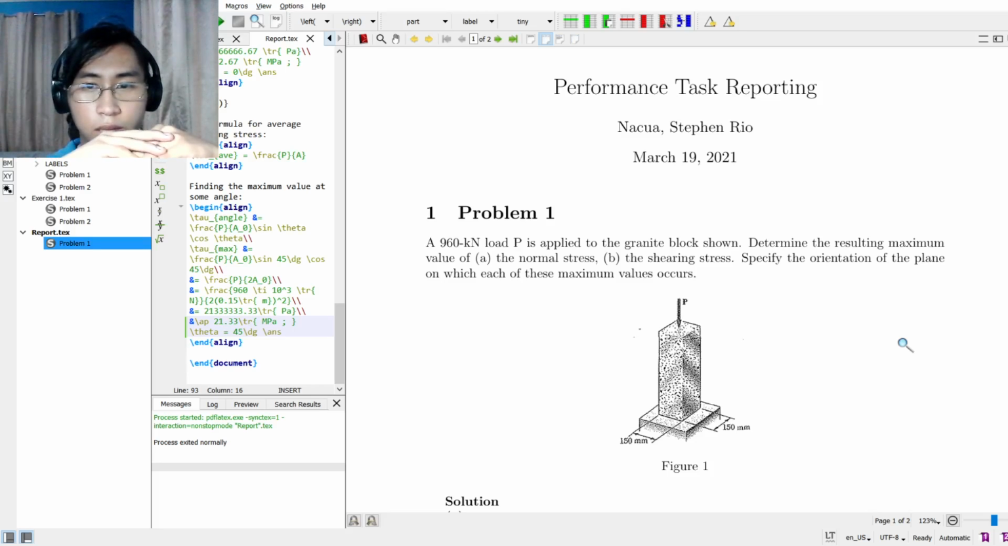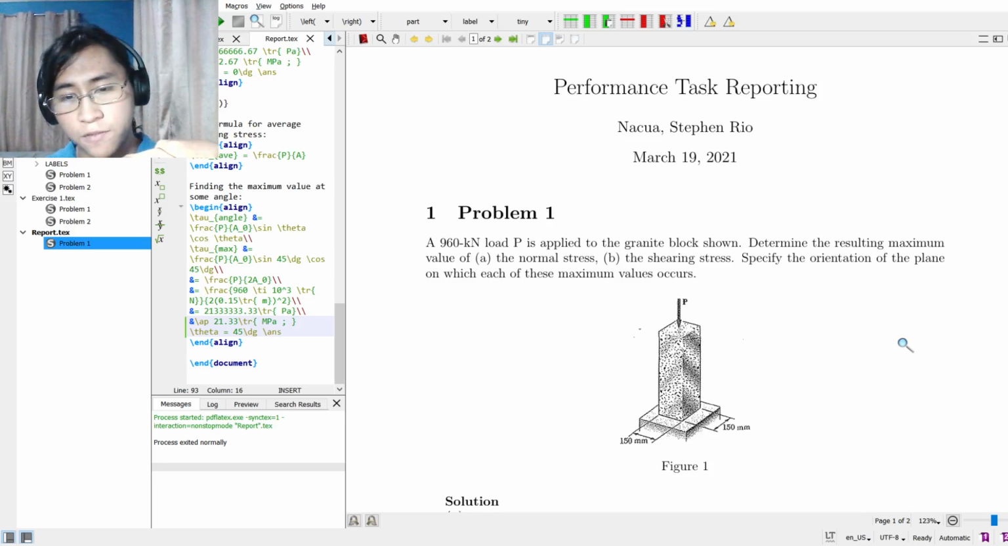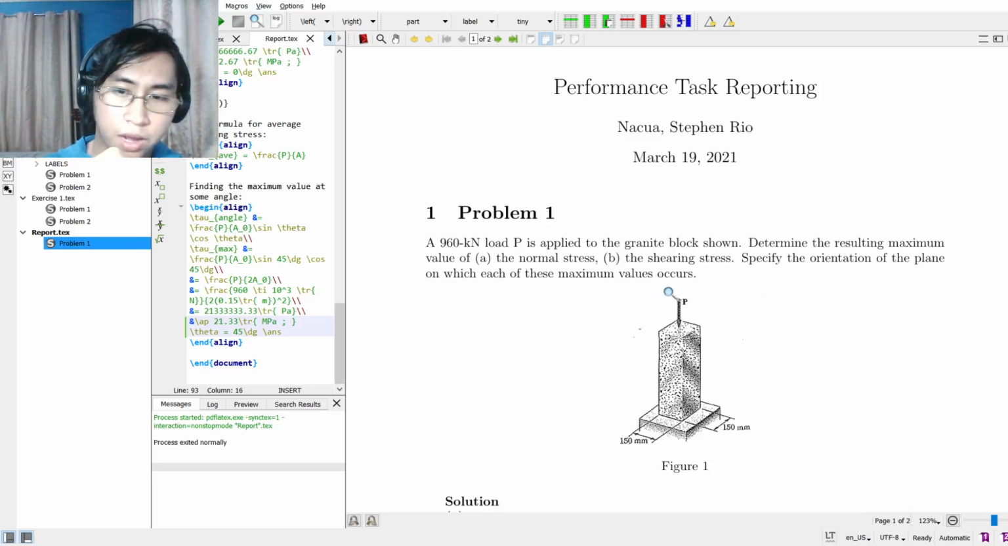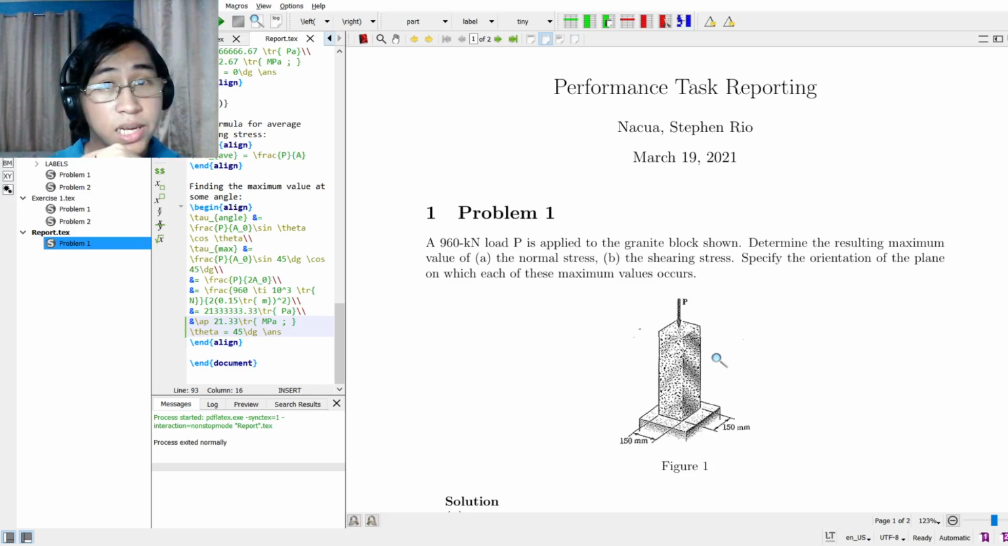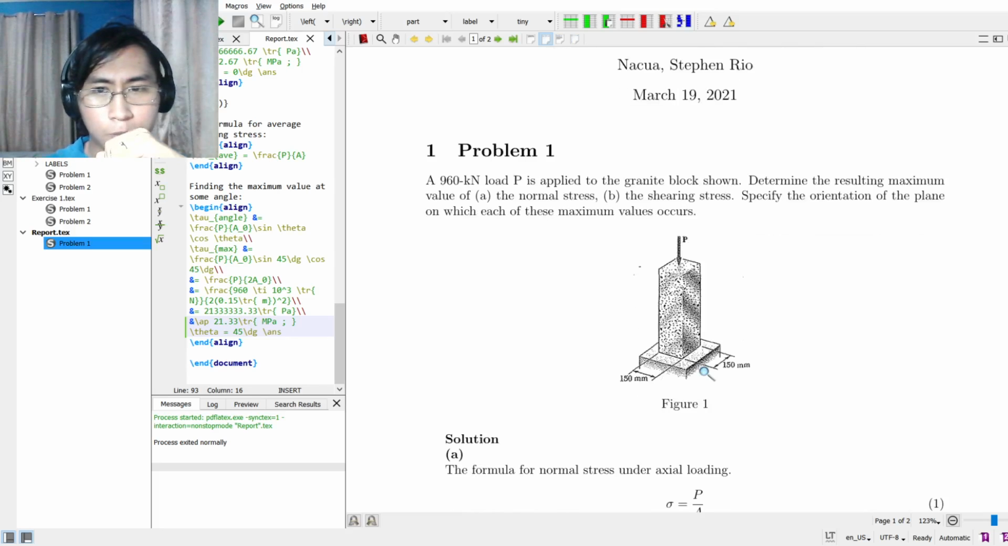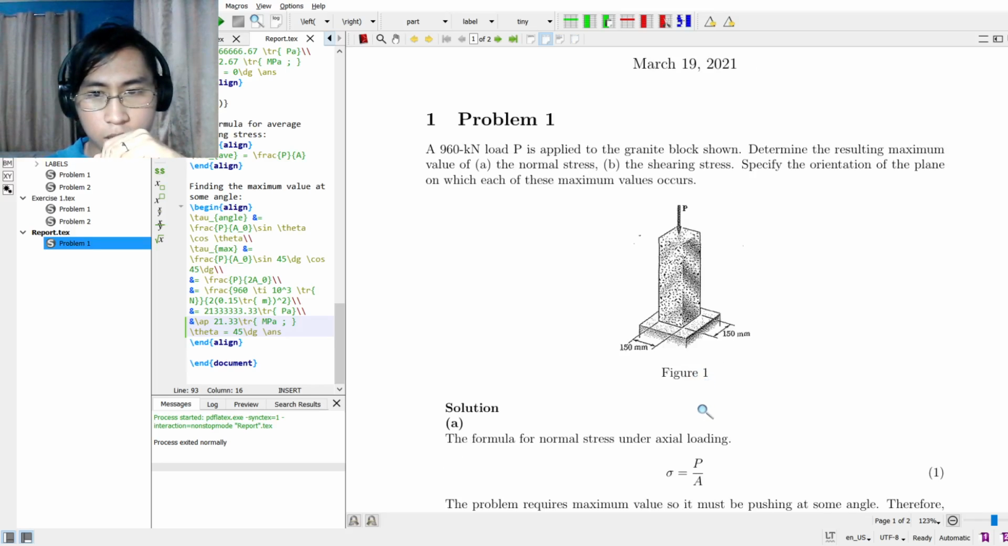So let's take a look at this problem right here, particularly this figure. One thing we can find immediately is that this load P is applied parallel to the axis, or to the length of this granite block, and what that means is that this is an axial loading problem, because axial loadings happen when your force is applied parallel to the length of the surface. So it's pretty simple at that point actually.